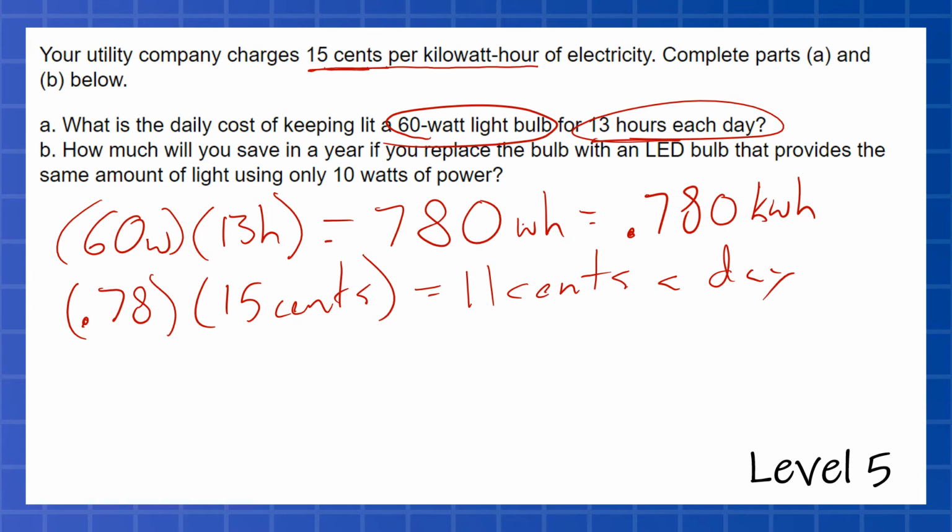You'll notice that if we wanted to save money, we could replace our 60-watt light bulb with an LED bulb that is just as bright, but it only uses 10 watts. Okay, so how much would we save? Well, if it only uses 10 watts and we're using 60 watts, we're going to save 50 out of 60. We're going to save 5/6 of our costs.